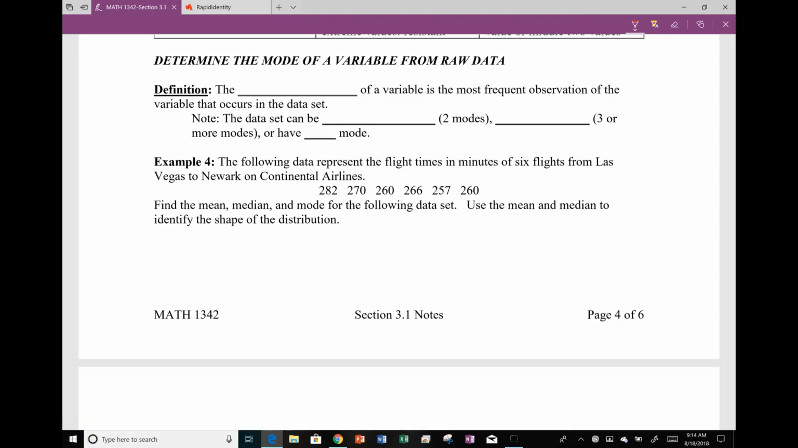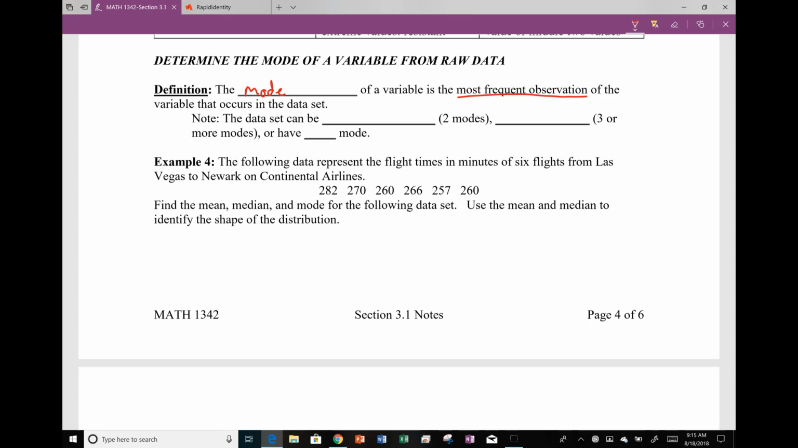In this video, we are going to discuss the mode of the raw data. So, most of us know the mode of a variable is the most frequent observation that occurs within the data set. Meaning, does something occur more often than anything else? If it does, that is the mode.